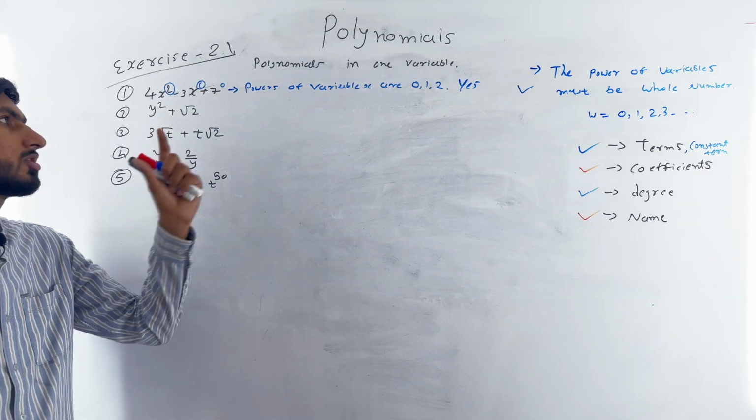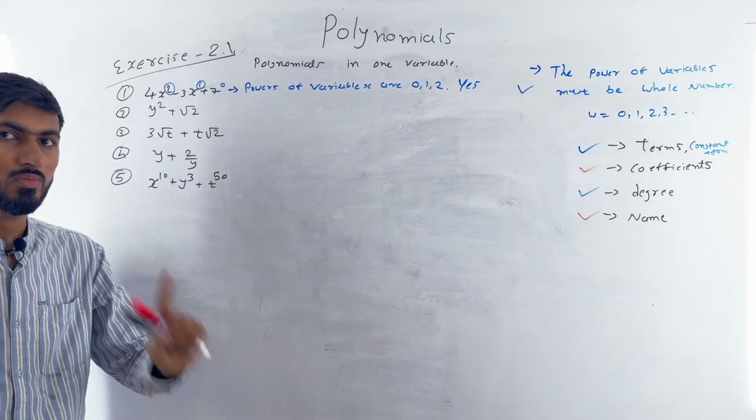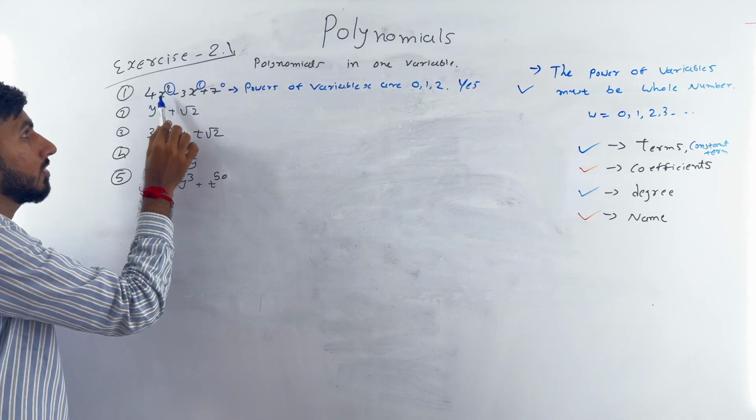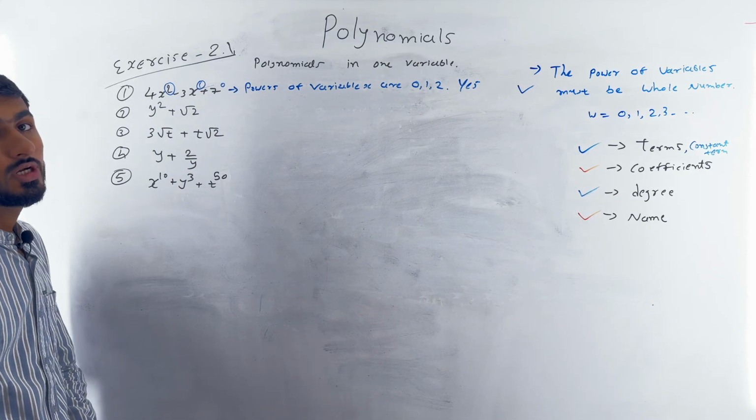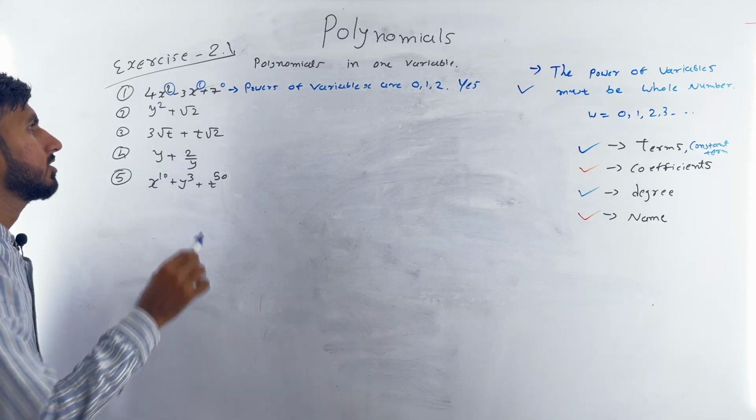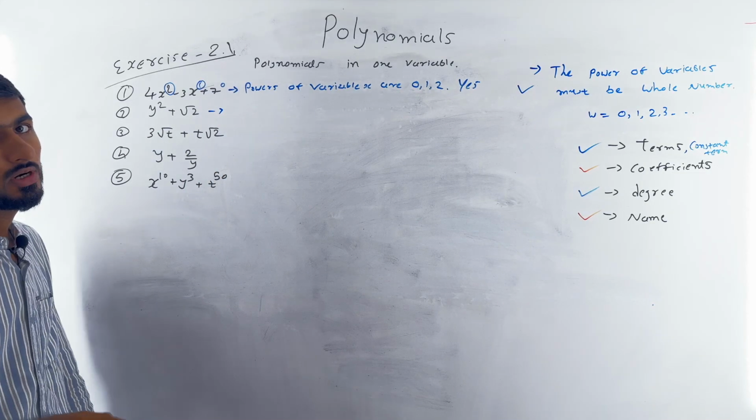One variable means there should be only one type of variable in the polynomial. Here I have x only, right? So it is a polynomial with one variable. Very easy. Now check the second one.